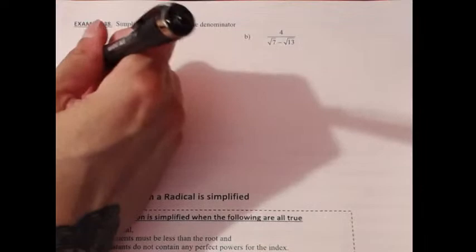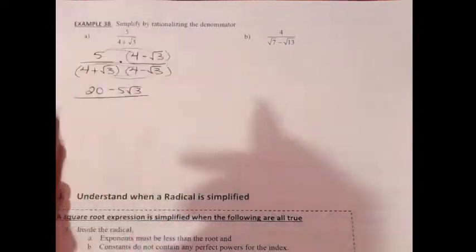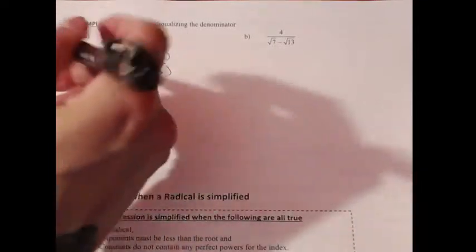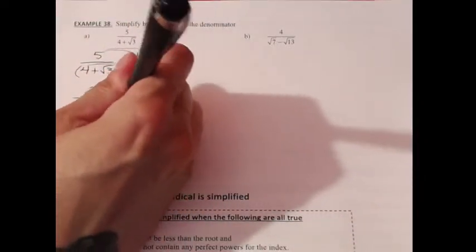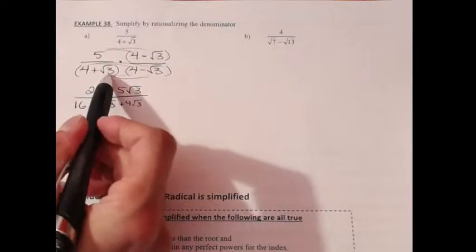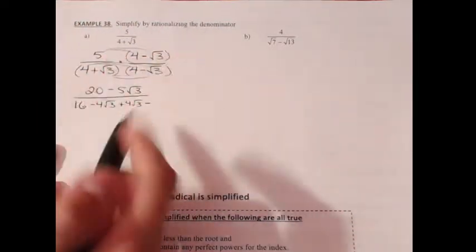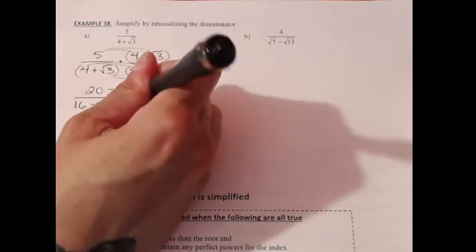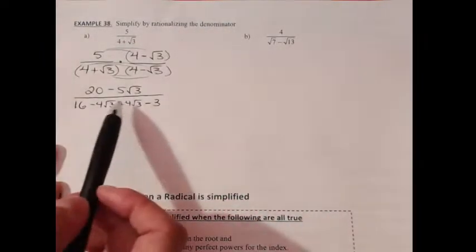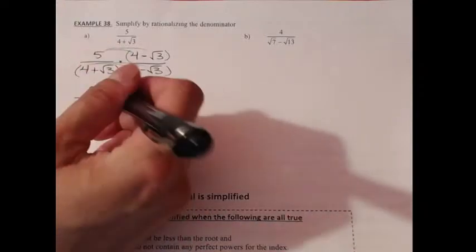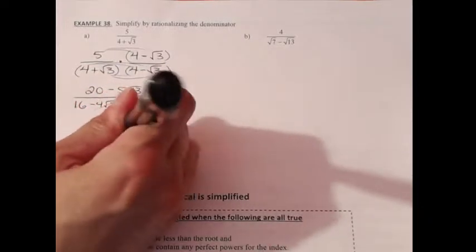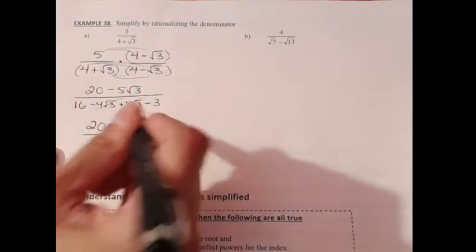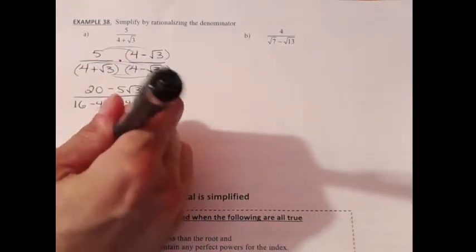Let's distribute my conjugates. So 4 times 4 is 16. 4 times the negative square root of 3 is a negative 4 square root of 3. Square root of 3 times 4 is positive 4 square root of 3. And square root of 3 times the negative square root of 3 is a negative. Remember, square root of 3 times square root of 3 is 3. I have opposites in this case. Let's cancel those out. And then I'm left with 20 minus 5 square root of 3 all over 16 minus 3, which is 13.